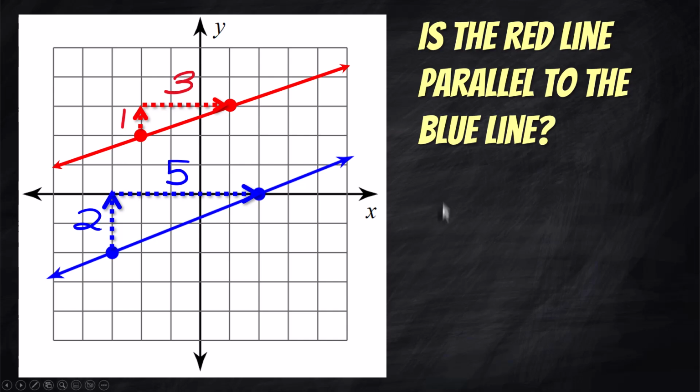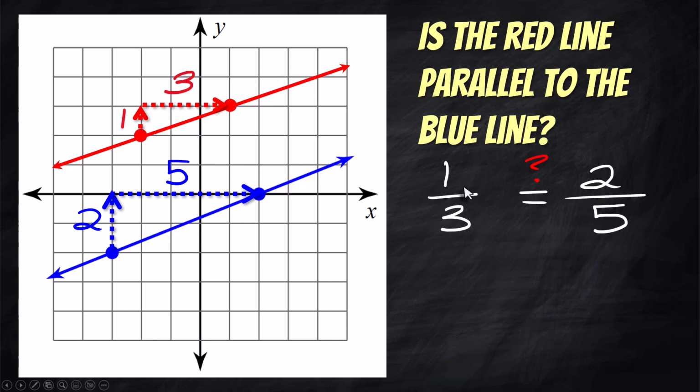Then to prove to your teacher that you know what you're doing, you're going to ask, is 1/3 equal to 2/5? If you put a little question mark over that, it means you're not sure yet, but that's the situation that needs to be true if they're parallel. And they're not. They're not the same at all.